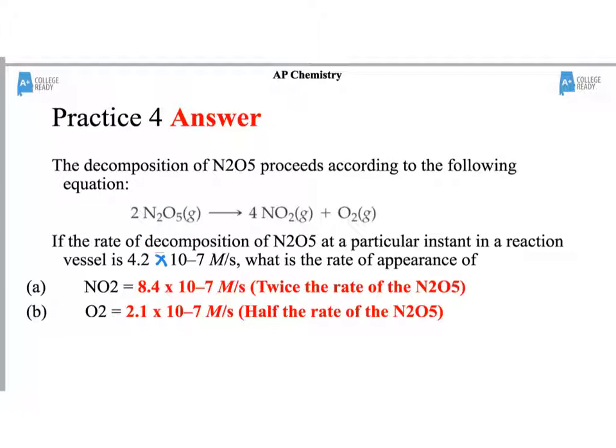So if you just use the stoichiometric relationships, you're going to be able to answer these questions really quickly, thinking through the problems. So that's instantaneous rate. Hope that was helpful.